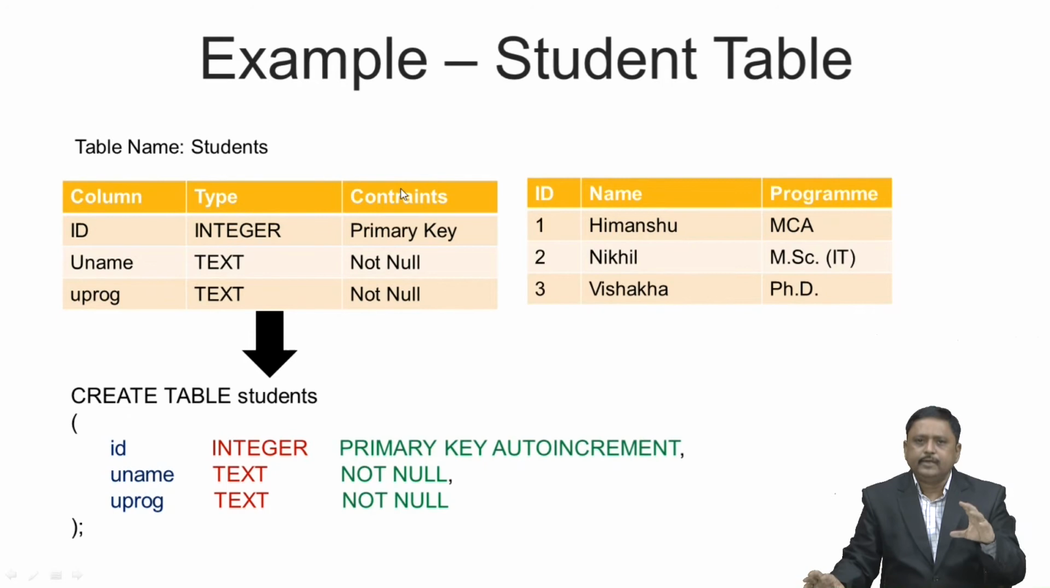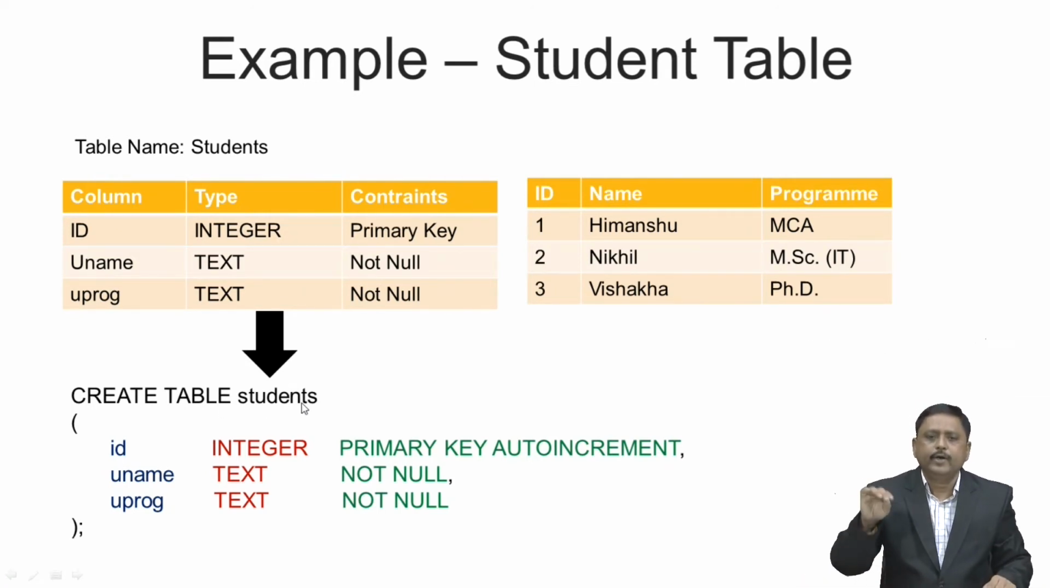Now, how to specify these in a SQLite database? For that we write down a query something like this. First we write down create, then table is the keyword and then comes the table name. So, students is the name of this table, right, and there are 3 columns that you can see here: ID, name and program. So, here I write down ID and its type is integer, that you can verify from here. Then the constraint, which is primary key and autoincrement.